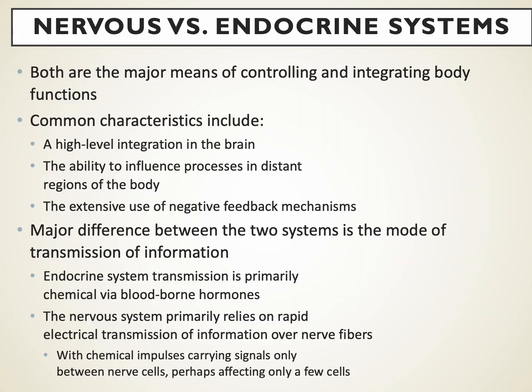Differentiating those principles yet again, this slide explains what we more or less just referred to: the endocrine system being transmission via chemical, blood-borne hormones, versus the nervous system relying on rapid electrical transmission.